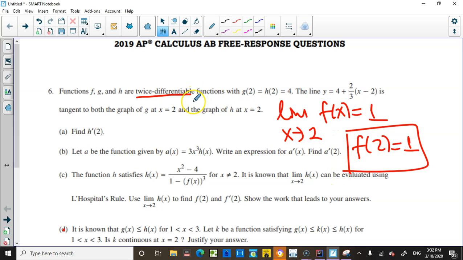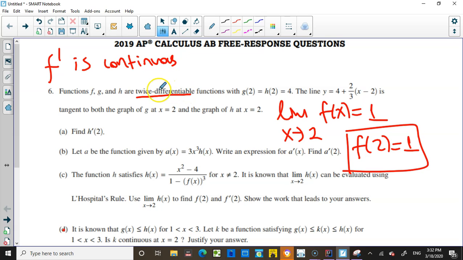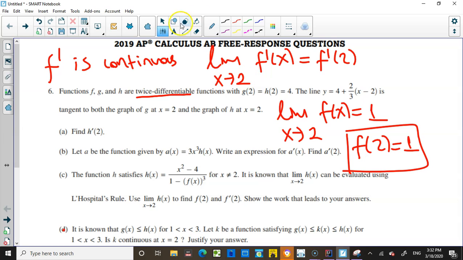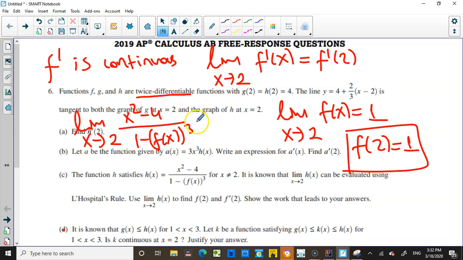Then since f is twice differentiable, that means f prime is also continuous. If f prime is continuous, I should be able to write this down: the limit as x approaches 2 of f prime of x is going to be equal to f prime of 2. Alright? So, the limit as x approaches 2 of x squared minus 4 over 1 minus f of x to the power of 3. If I apply the L'Hopital rule, we're going to get that.